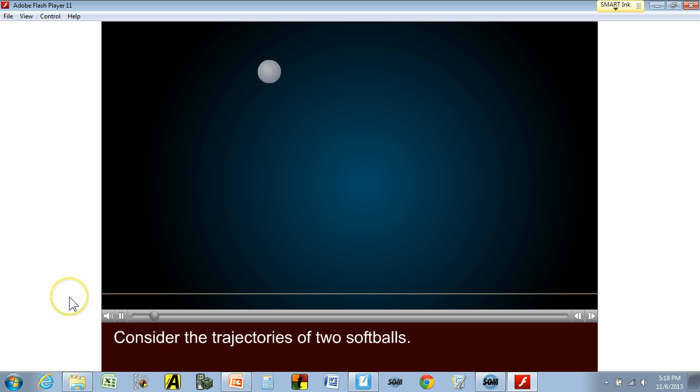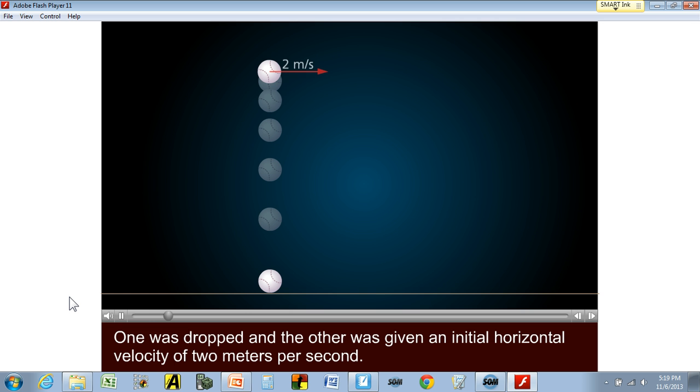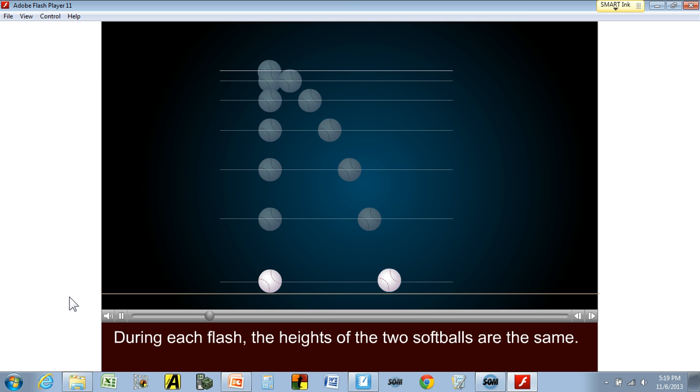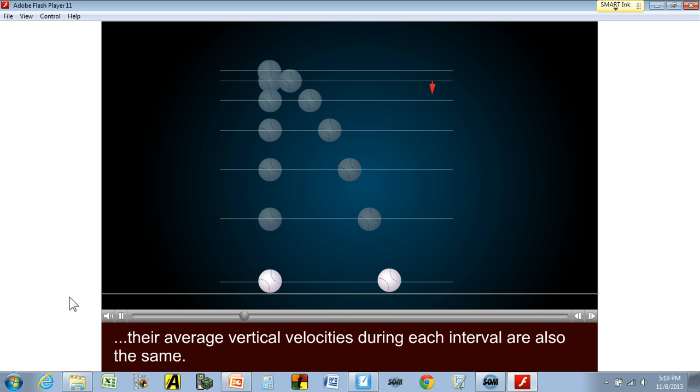Consider the trajectories of 2 softballs. One was dropped and the other was given an initial horizontal velocity of 2 meters per second. What is similar about the 2 paths? Look at their vertical positions. During each flash, the heights of the 2 softballs are the same. Because the change in vertical position is the same for both, their average vertical velocities during each interval are also the same.